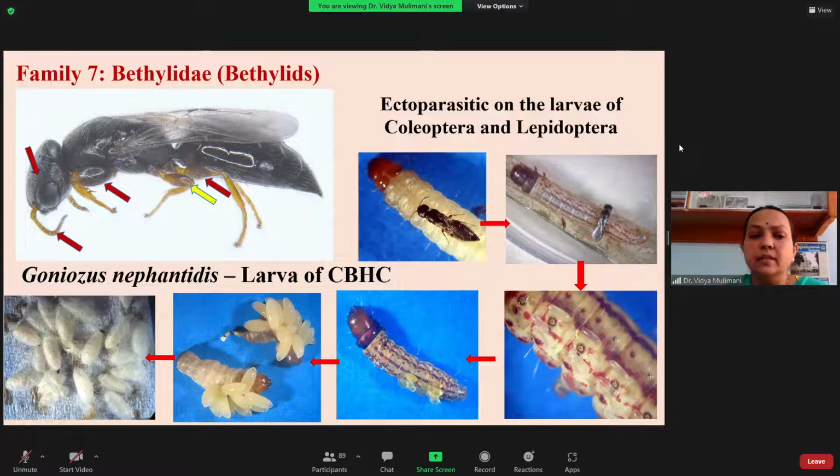So that means the front femur is enlarged compared to the middle and the hind femur. That is the one character. Then what is it? It is an ectoparasite.